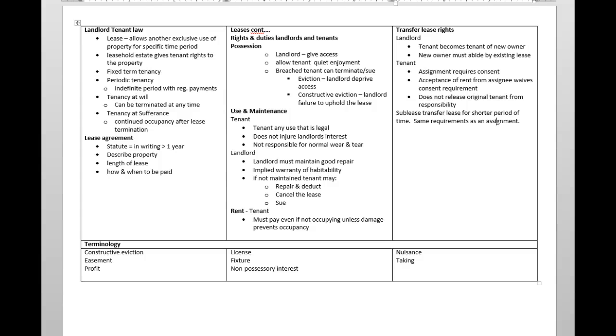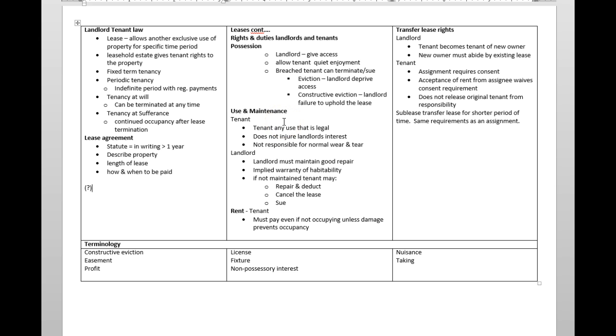Here we go with part 2, landlord-tenant law, and some of the requirements for being a tenant. This all involves real property. A lot of people buy real property and then lease it or rent it as a business. So, landlord-tenant law. A lease allows exclusive use of the property.